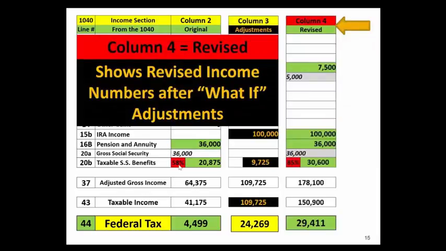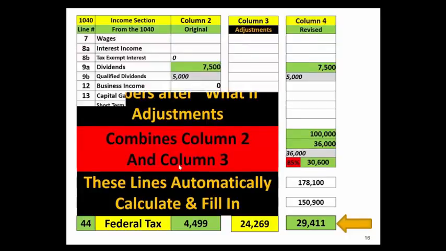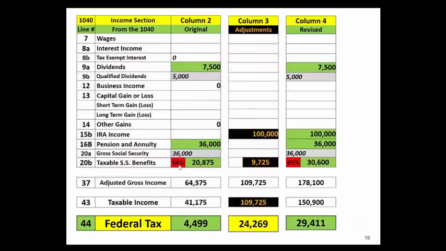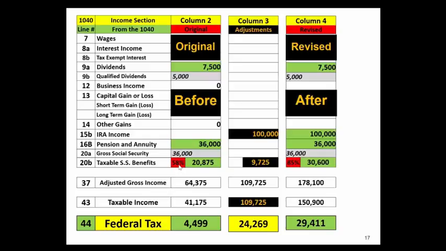Column 4 is our revised column, and that just shows the revised income numbers after we've made our what-if adjustments. So it's combining columns 2 and 3 together. There's nothing you have to enter here. It's automatically calculated for you, and it's filled in. And so it gives us this side-by-side comparison. We see the 3 columns here, column 2, 3, and 4. Of course, our original column was 2, our revised column is 4. We made adjustments in column 3, our what-if column. And so it gives you this kind of before and after scenario side-by-side.